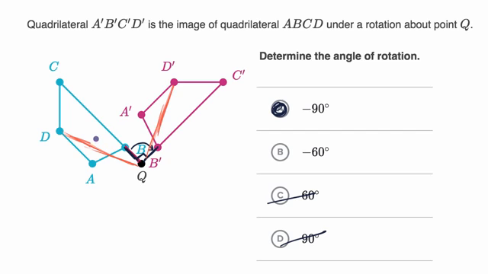And once again, we are moving clockwise, so it's a negative rotation. And this looks like a right angle, definitely more like a right angle than a 60-degree angle. And so this would be negative 90 degrees. Definitely feel good about that.